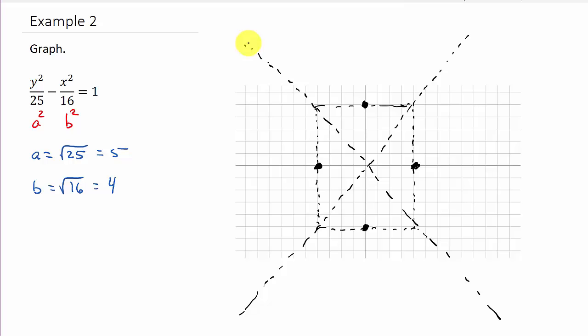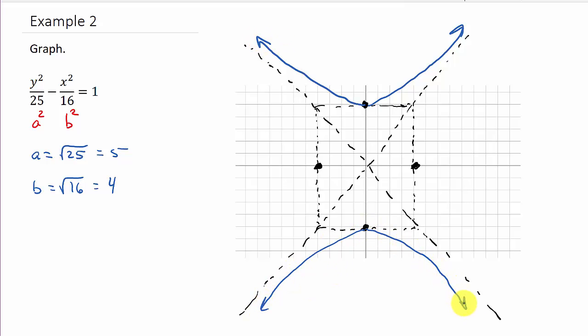All right. So now that we have our asymptotes, now we just draw in our hyperbola. And since the y term's first, that's going to be going up and down. So we just draw it in. It's going to look something like this. Okay. And we can come in here and we can label these points. So this would be the point 4, 0. This would be the point negative 4, 0. This would be the point 0, negative 5. And this would be the point 0, 5.